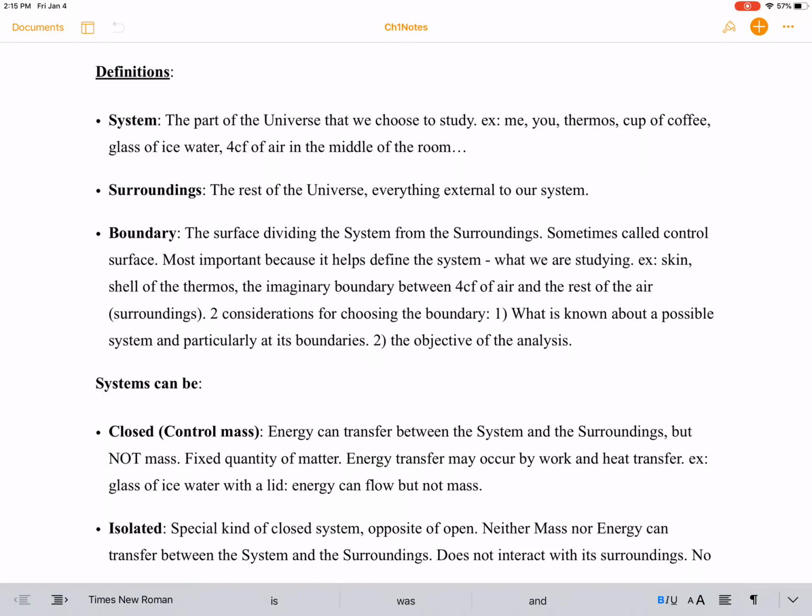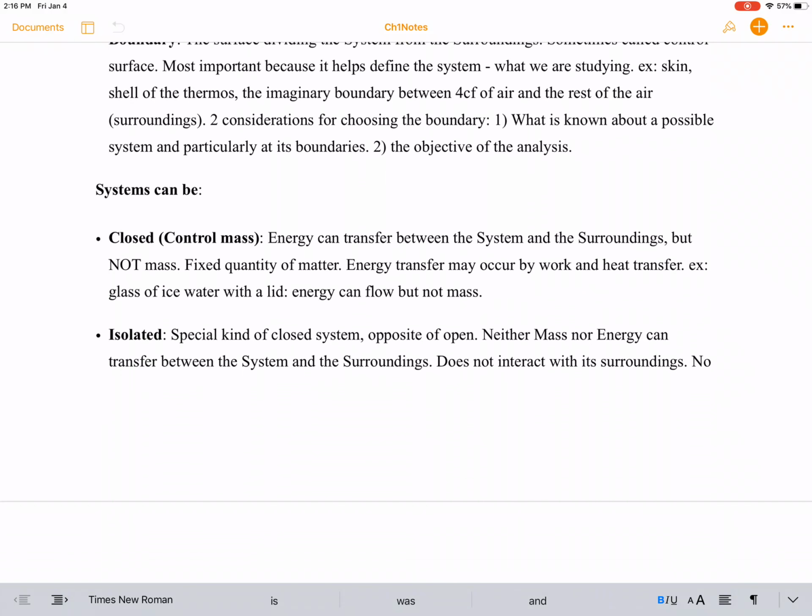And then the boundary is just the surface dividing the system from the surroundings. So for instance, if we are looking at the human body, your skin would be the boundary. Everything outside of the human body would be the surroundings, and everything internal to the human body would be the system. Sometimes we call this surface the control surface, and it defines the system essentially, separates the system from the surroundings. So there are different kinds of systems.